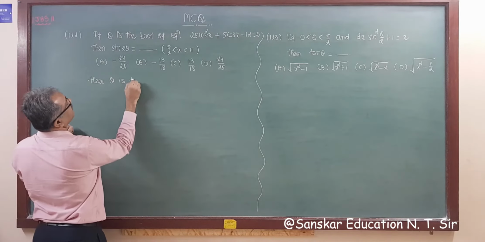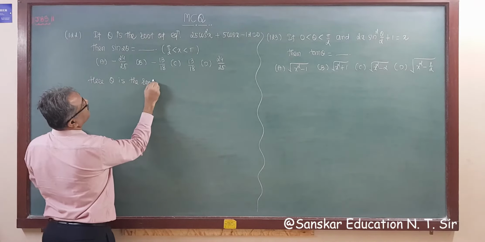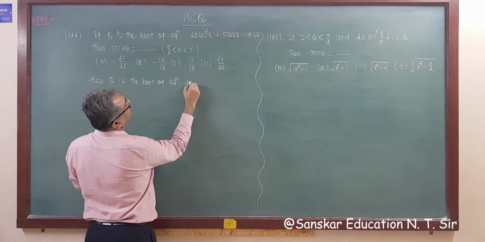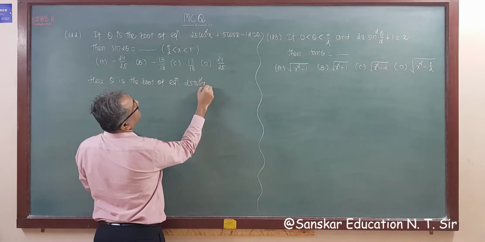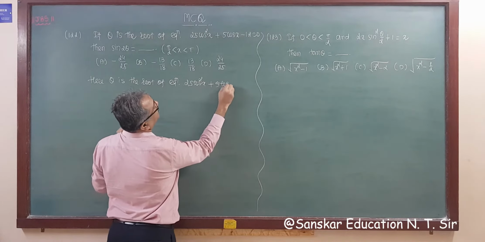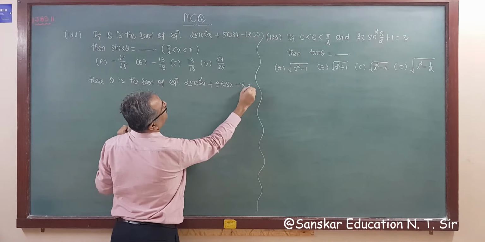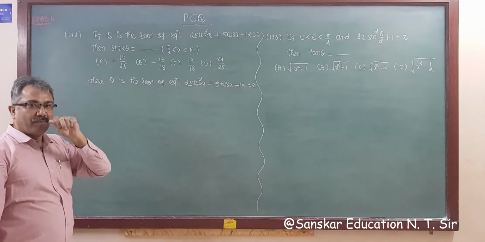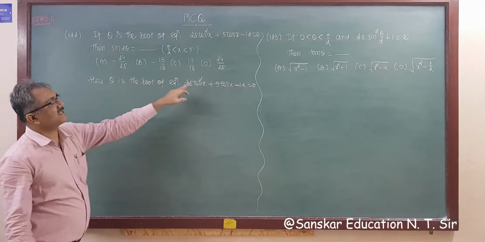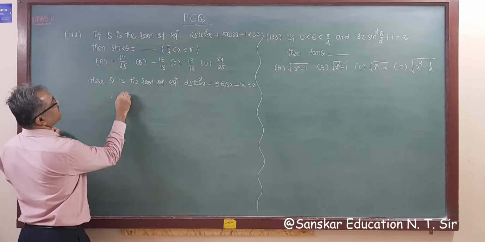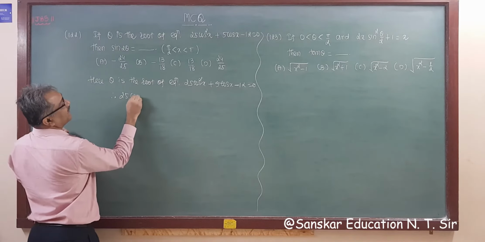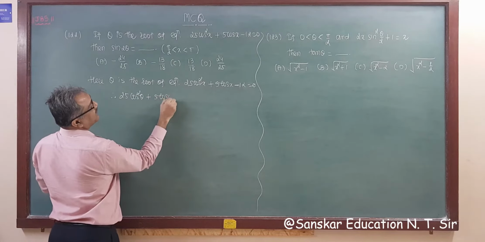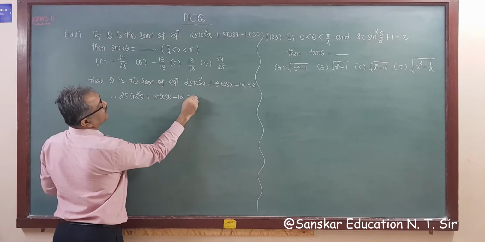Theta is the root of the equation 25 cos square x plus 5 cos x minus 12 equal to 0. That means theta satisfies this equation. So this equation becomes 25 cos square theta plus 5 cos theta minus 12 equal to 0.